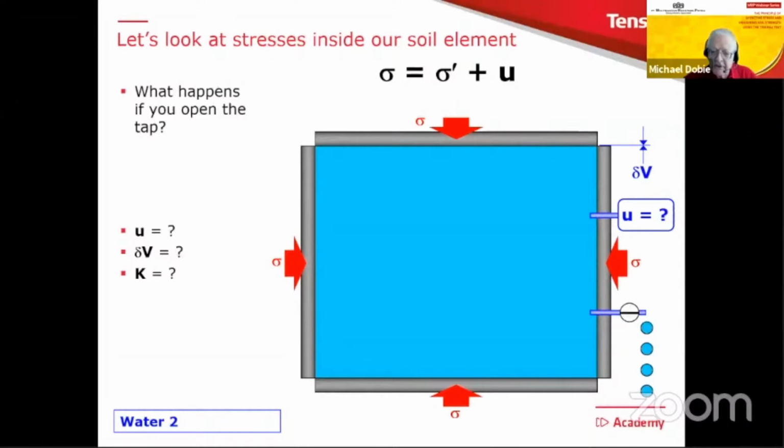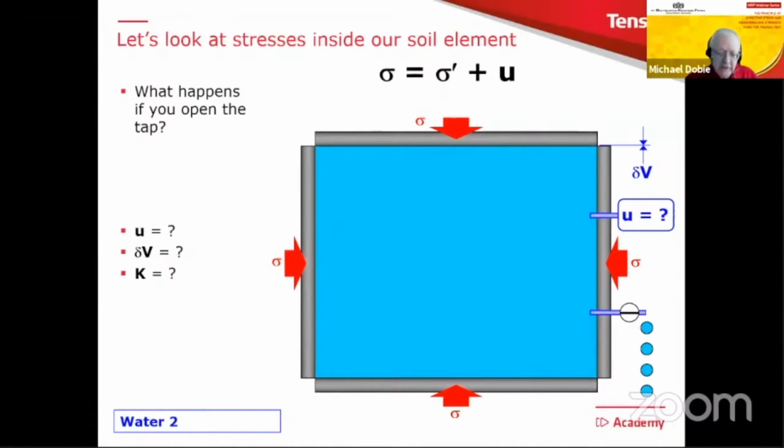I then turn the tap so that the water starts to dribble out. And having done that, I'm going to ask the same questions again. While this is happening, what is U, what is delta V, and what is K? And this question is called Water 2.